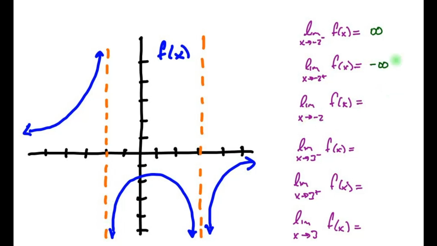Now, the overall limit as x approaches -2, since these two previous limits disagree with each other, one goes up, one goes down, the overall limit should be does not exist.